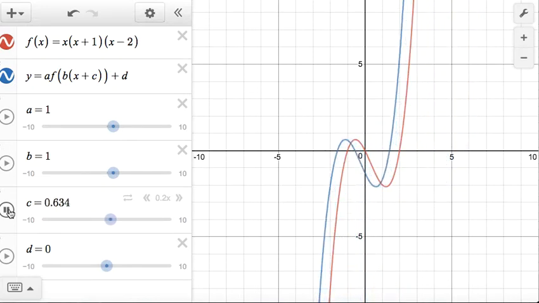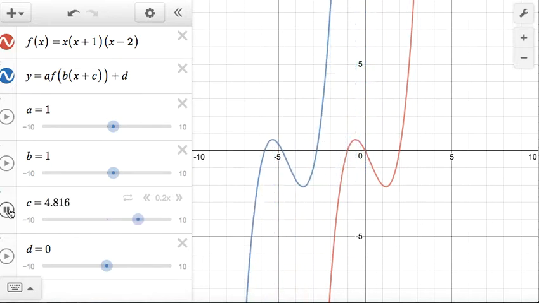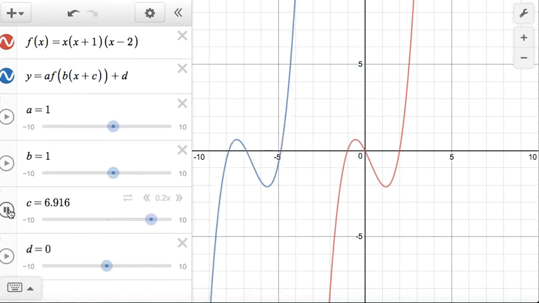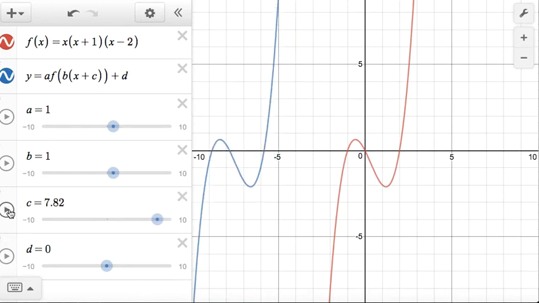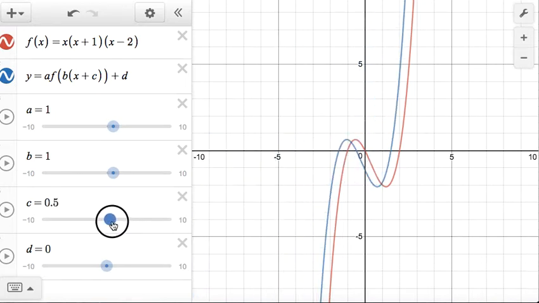So the key to remember is with the horizontal transformation, when we have a positive c, it's actually moving in the negative direction, to the left. And here I've paused it at c equals 7.82, and we can see that it's moved to the left about 7.8 units. So I'm going to set that slider back to 0.